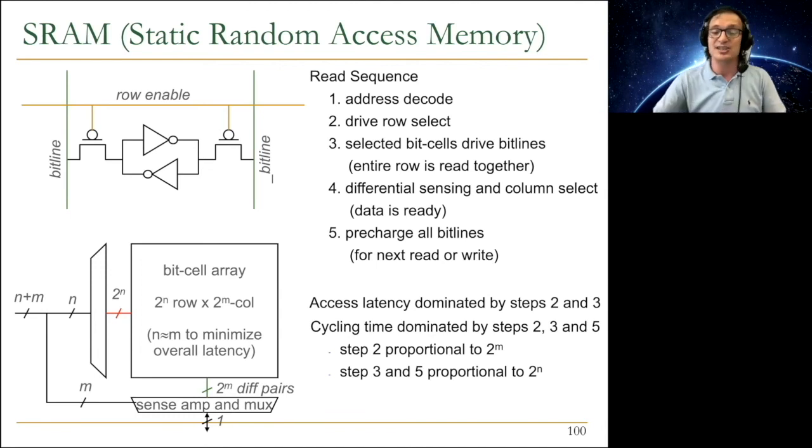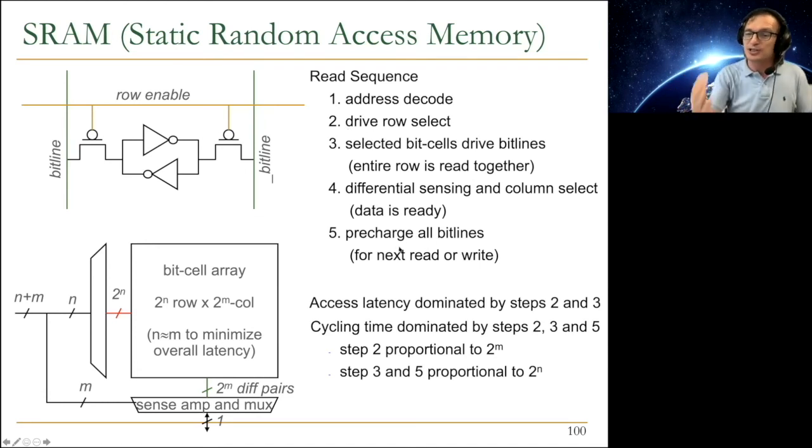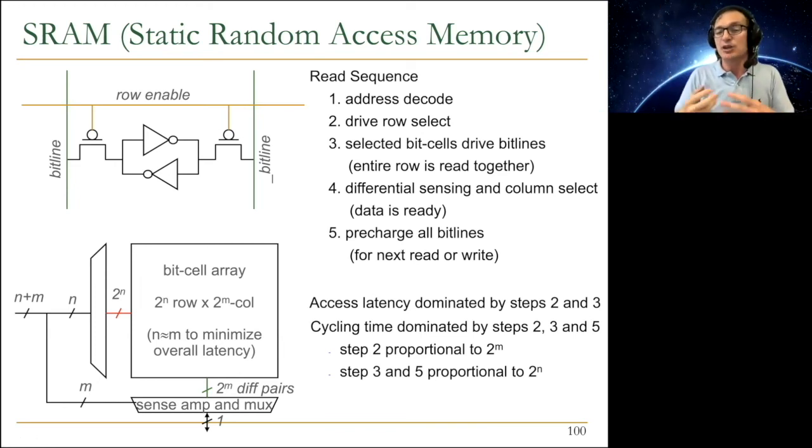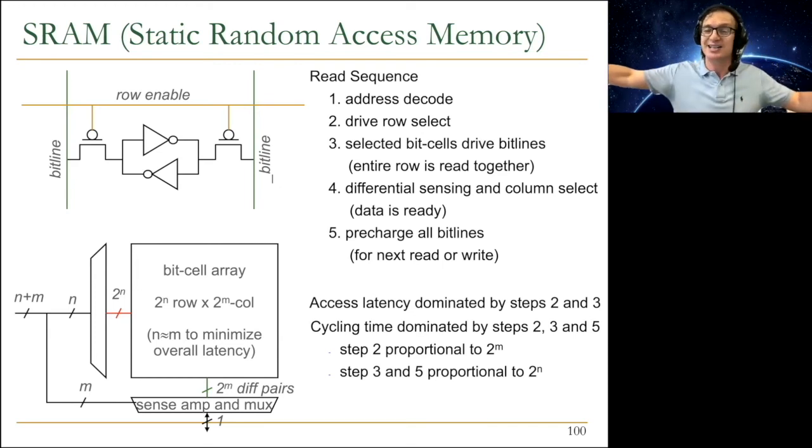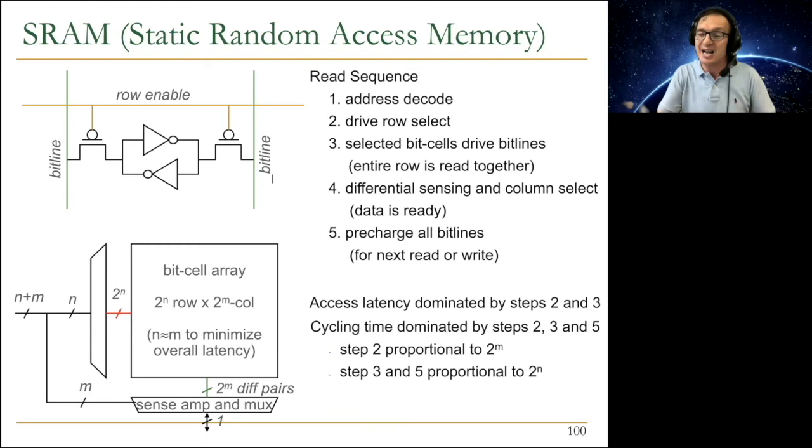And cycling time, which is how fast you can start the next access, is dominated by steps 2, 3, and 5, usually. Step 5, because you need to pre-charge all bit lines, which is also proportional to the length of your bit lines. Basically, the operations that manipulate long interconnects are on the critical path of your next access, which is word line driving, bit line driving, and then the bit line pre-charging. That's why this is there. And you can imagine what each of these is proportional to. These are proportional to the length of the wires that you're driving, essentially.